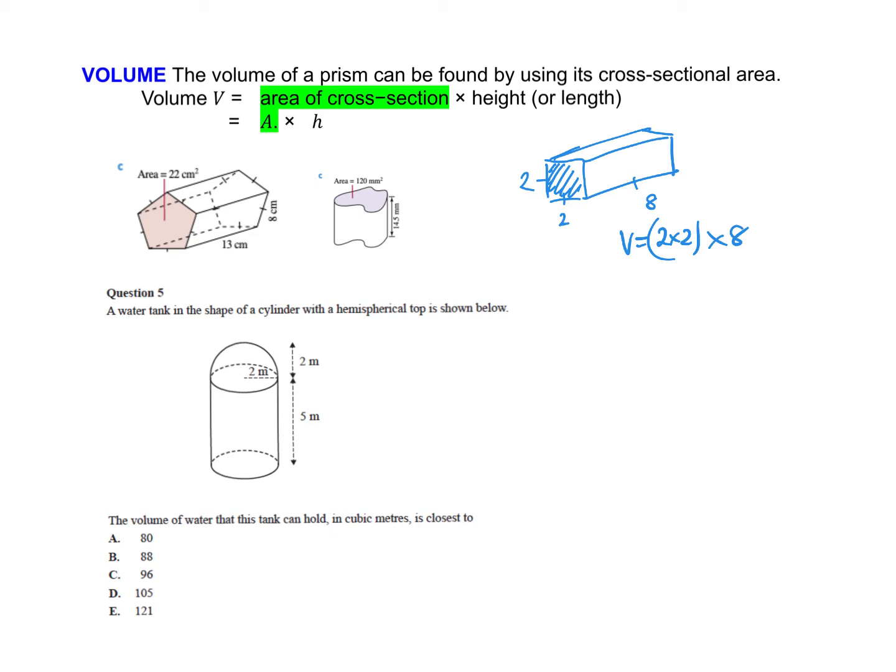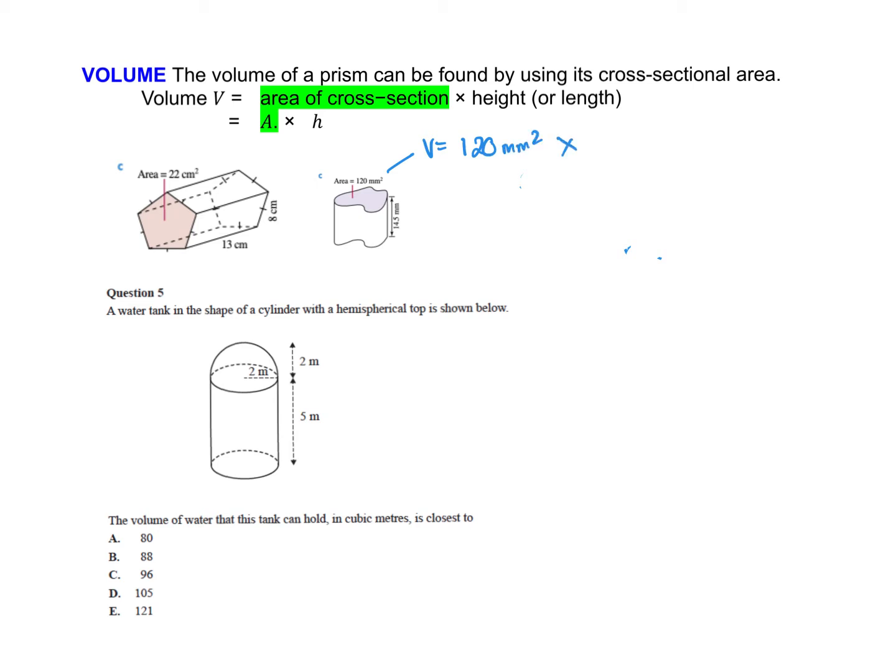So in examples like this, when it's got a weird shape that you wouldn't know how to find the area of, they're telling you. They told me the area of the face was 120 millimeters squared.